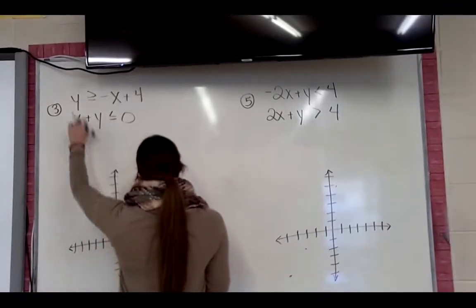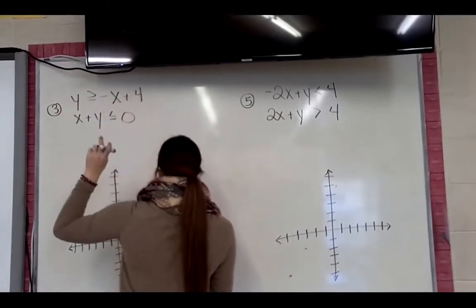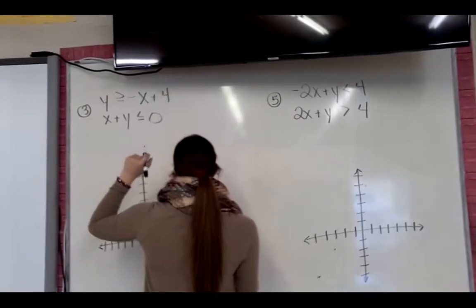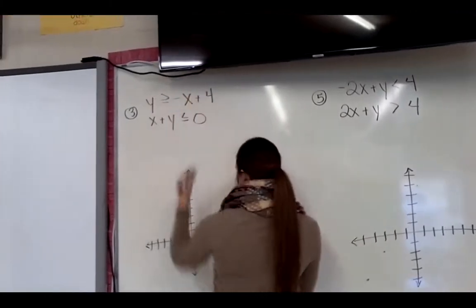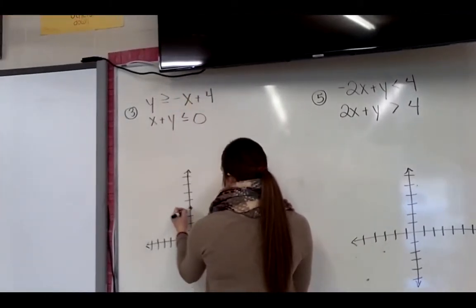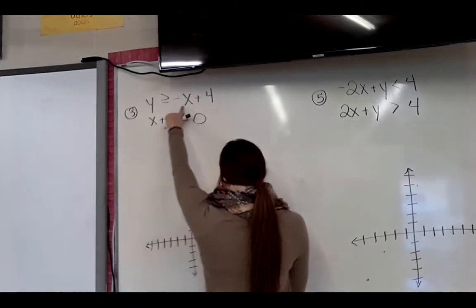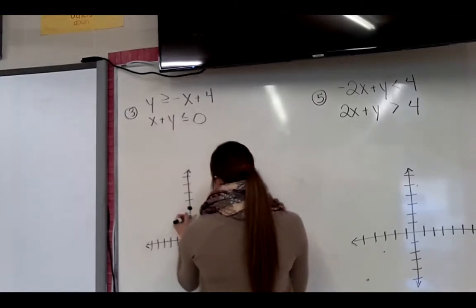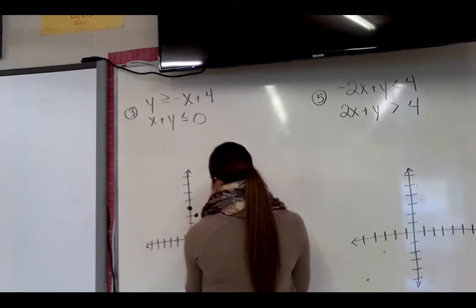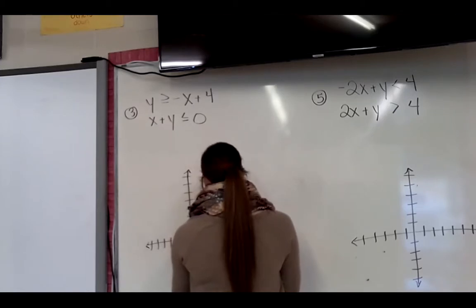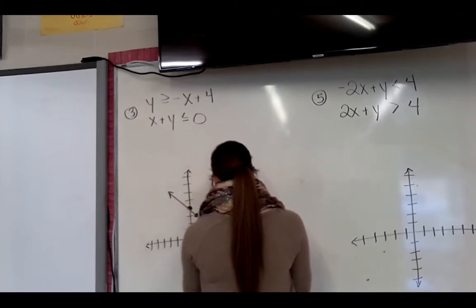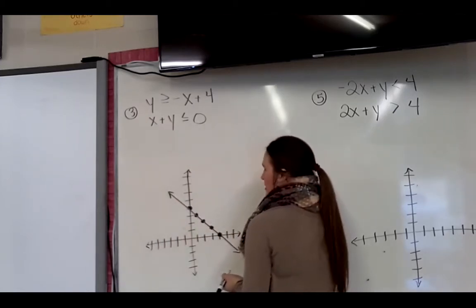So on 3, this one is already set up in the y equals form, even though it's an inequality, so I'm going to go ahead and graph it. So I go to 4 on my y-axis, and I put a point. My slope is -1, so I go down 1/1. I'm going to go ahead and do several points. And it's greater than or equal to, so it is a solid line. I almost forgot to check that.